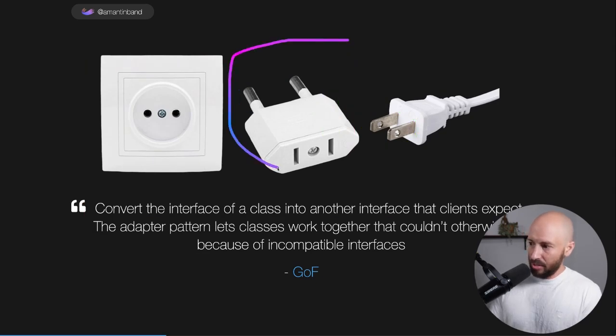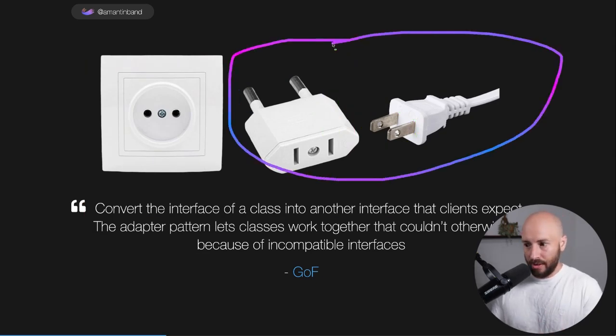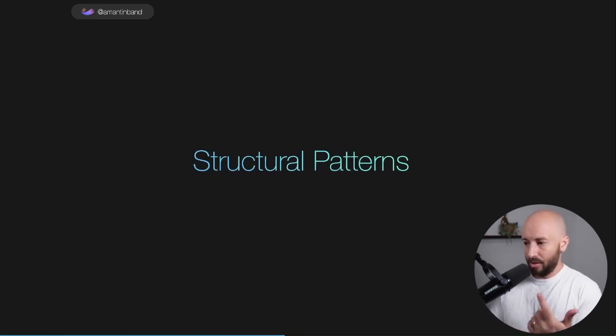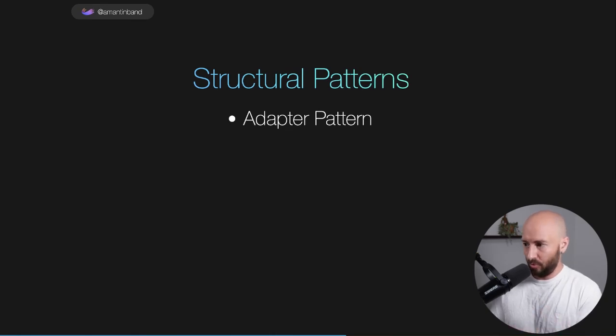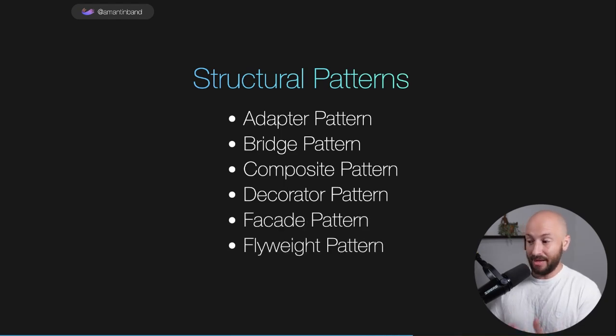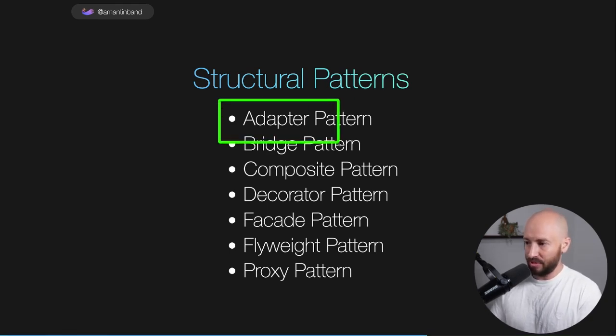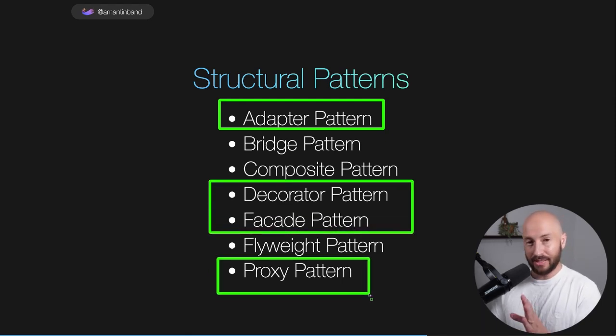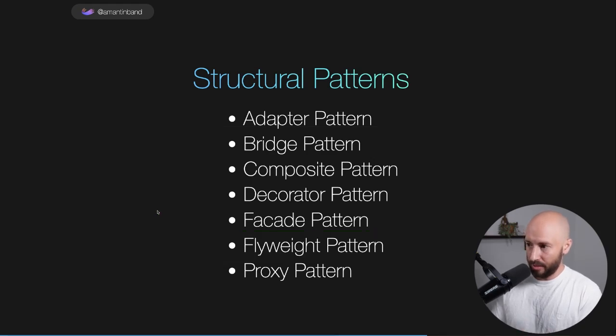Now, because this pattern refers to how we take two objects and construct them together via inheritance, via composition, because it has to do with how the objects are structured to simplify the overall design, this falls under the category of structural patterns. Now, alongside the adapter pattern, as part of the structural patterns, we also have the bridge, the composite, the decorator, the facade, the flyweight, and finally the proxy. In the next subsection, we'll talk about the difference between the adapter, the decorator, the facade, and the proxy, because the difference between them can be a bit confusing.